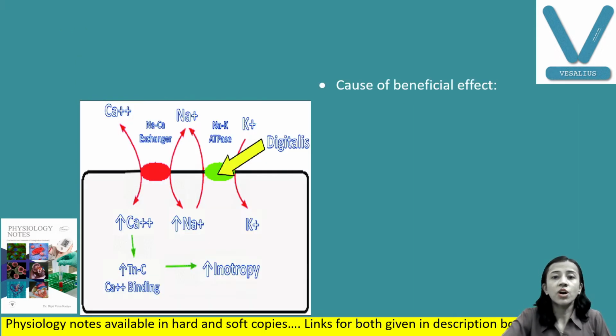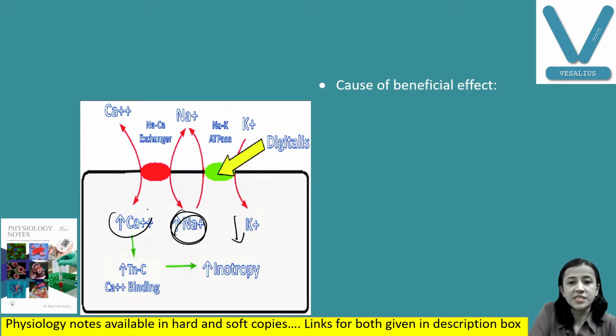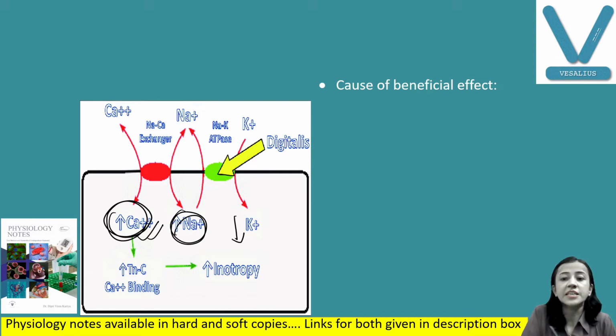Now, what are the causes of the beneficial effect? When the heart is not contracting, the sodium ion concentration increases inside the heart and the potassium ion concentration decreases inside the cardiac muscle cell, with increased calcium influx into the cell. So when sodium increases, calcium also increases, and when the calcium ion concentration increases, it increases the force of contraction of the cardiac muscle.